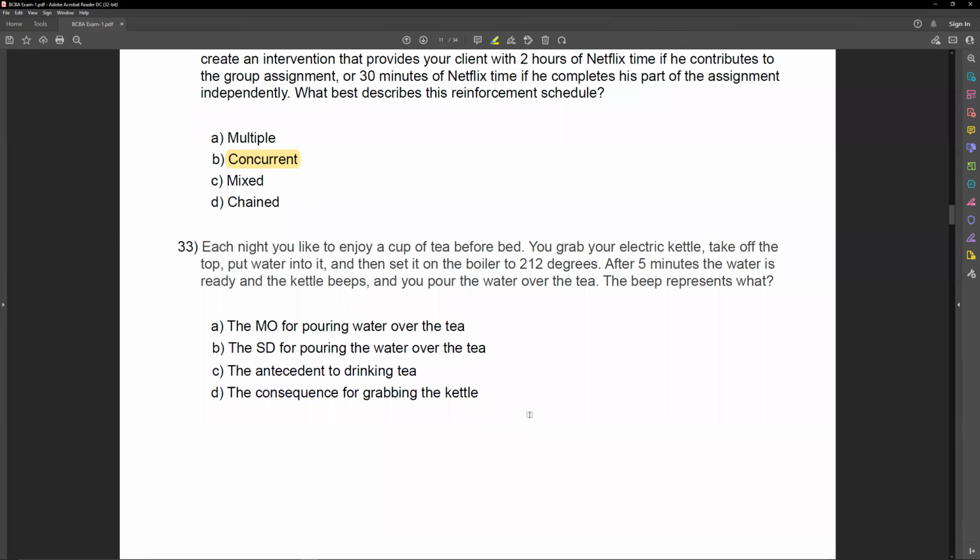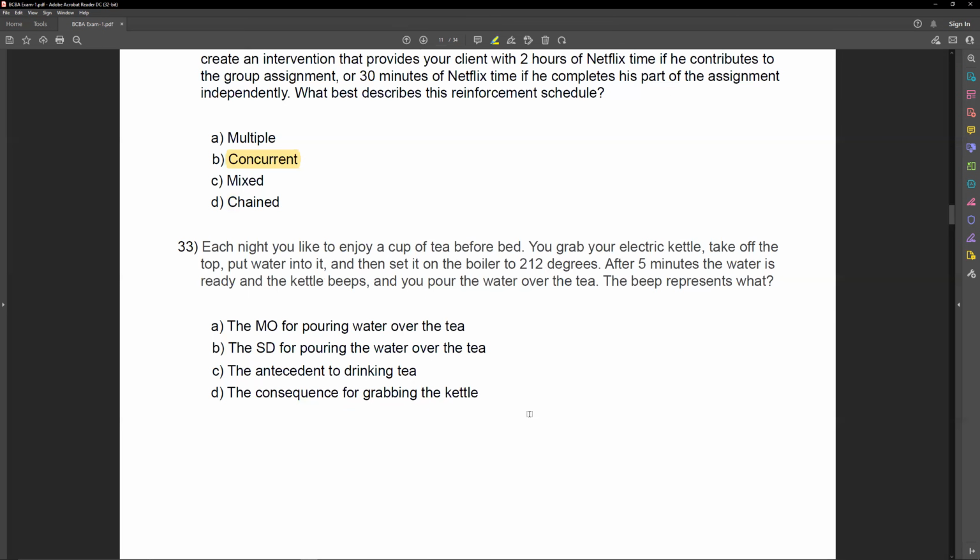33, each night you like to enjoy a cup of tea before bed. You grab your electric kettle, take off the top, put water into it, and then set it on the boiler to 212 degrees. After 5 minutes, the water is ready and the kettle beeps and you pour the water over the tea. The beep represents what?